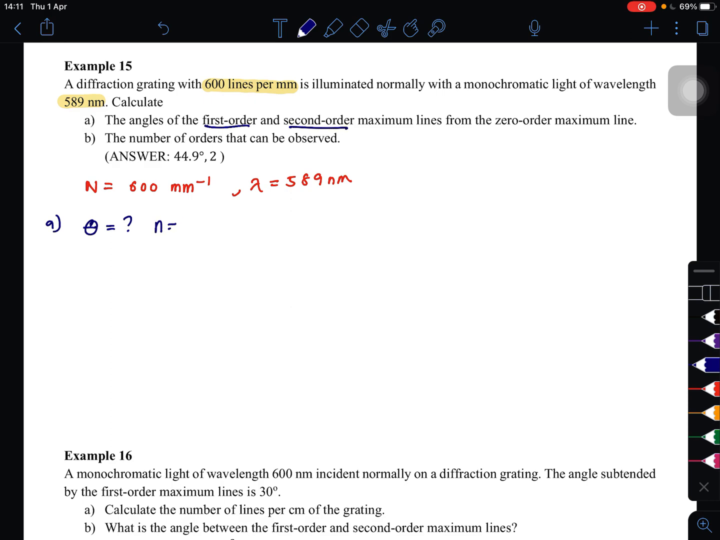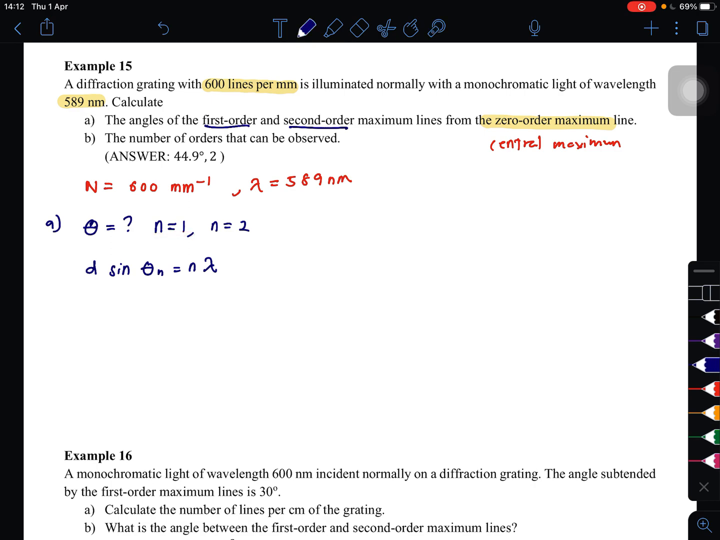So maksudnya angle apabila n sama dengan 1 and also n sama dengan 2. Di mana dia cakap dekat sini adalah from the zero order. So zero order meaning that central maximum, which is angle ni memang angle daripada central maximum. So formula yang kita gunakan adalah d sin theta n is equal to n lambda. So kita cari yang the first one dulu adalah apabila n sama dengan 1.